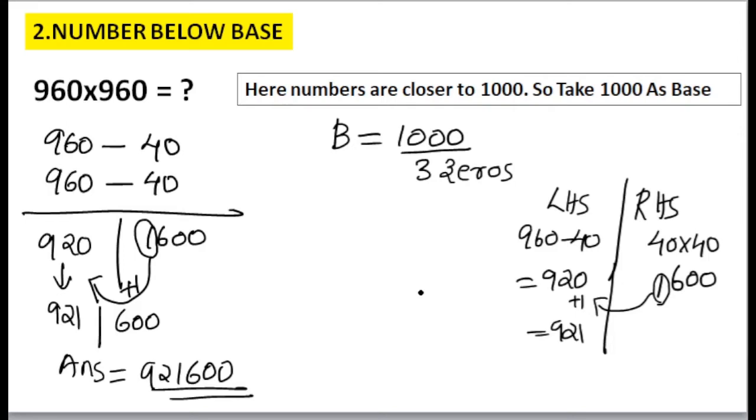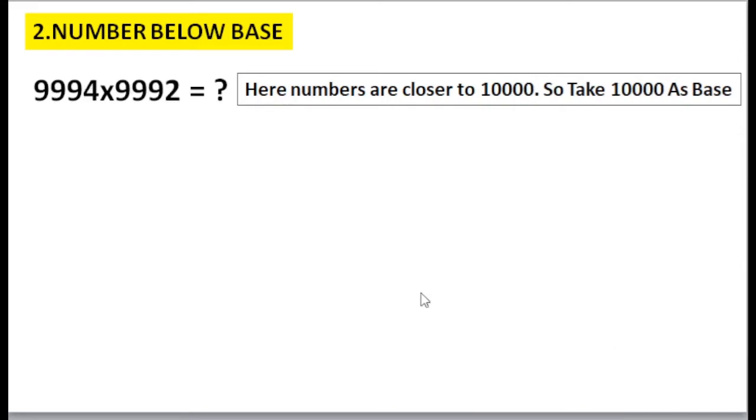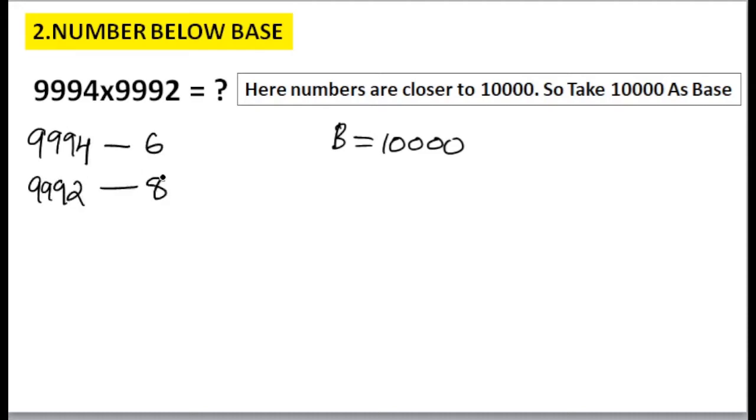So next is 9994 into 9992. Both are nearer to 10,000. So our base will be 10,000, and 9994 is 6 less than 10,000 and 9992 is 8 less than 10,000.